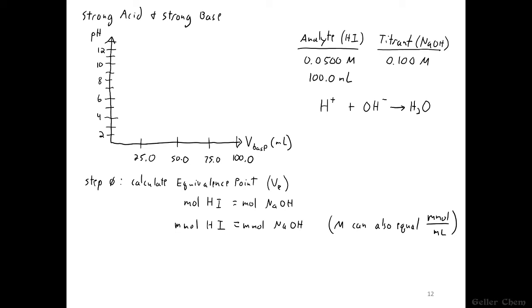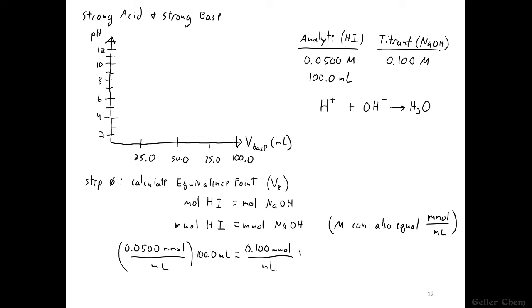What do we know? Well, we know the concentration of HI is 0.0500 moles per liter, or using our new definition, millimoles per milliliter. We know the volume of that HI is 100.0 milliliters. And on the other side, we know that our concentration of sodium hydroxide is 0.100 millimoles per milliliter.